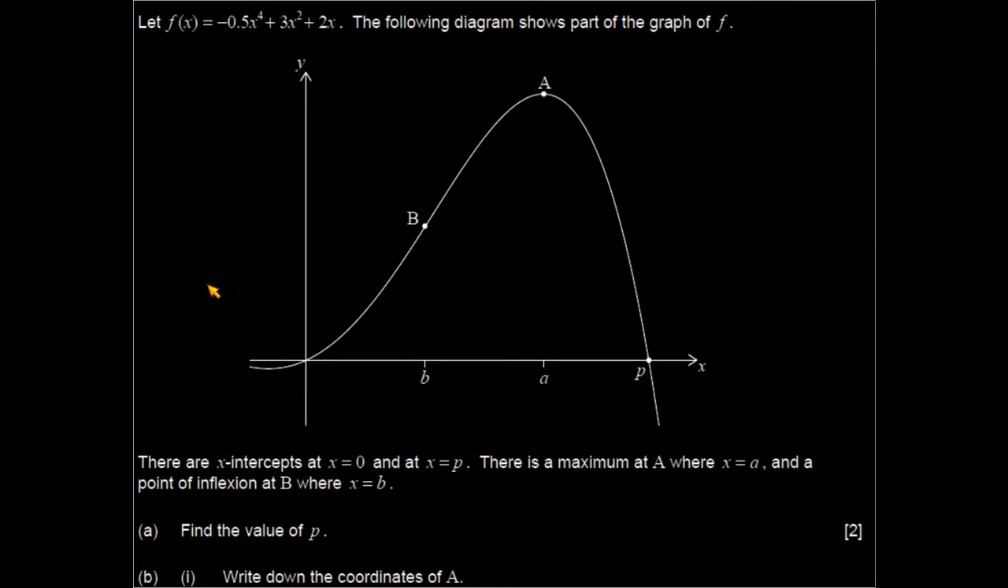Point of inflection means that the curvature changes. So you can see this part of the graph here, the curve is like a happy face, and this part of the graph, the curve is like a sad face, and the point of inflection is where it changes from being happy to being sad, so where the curvature changes.